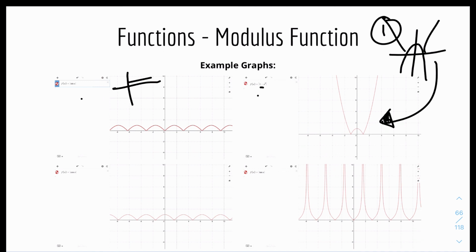And then we have f of x equals the absolute value of cos x, as I mentioned. And here we have f of x equals the absolute value of tan x, which are basically trig graphs, and we'll look into it more in the coming videos.